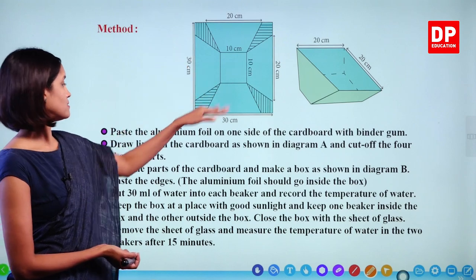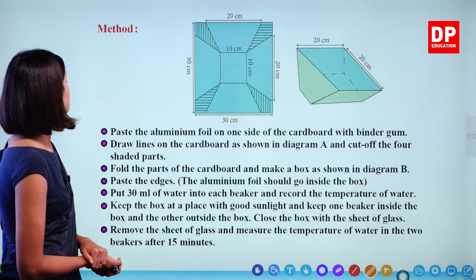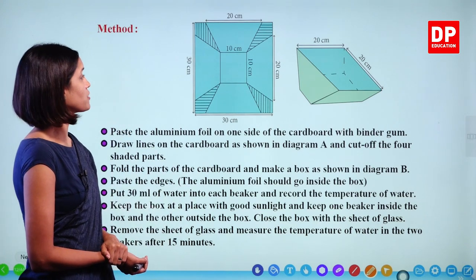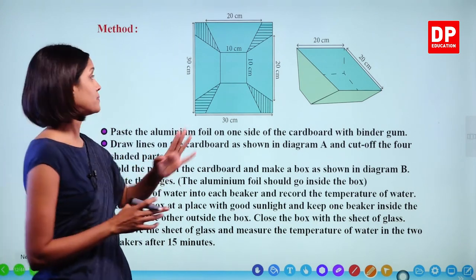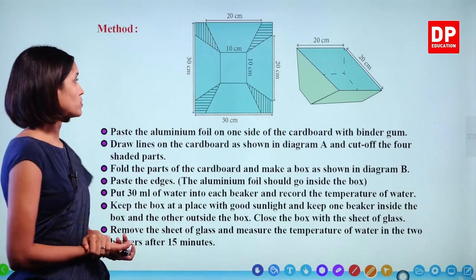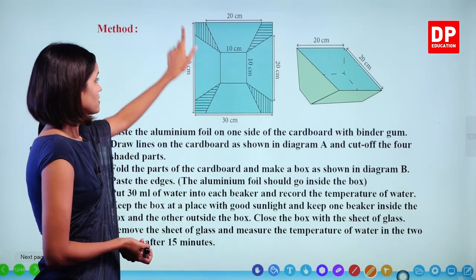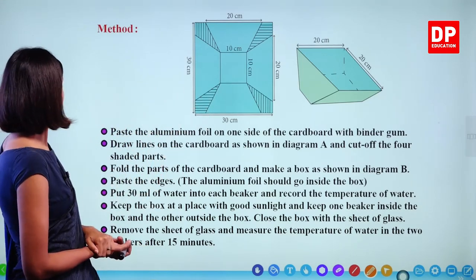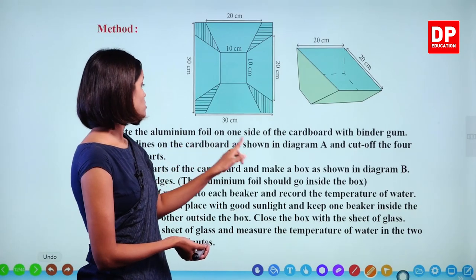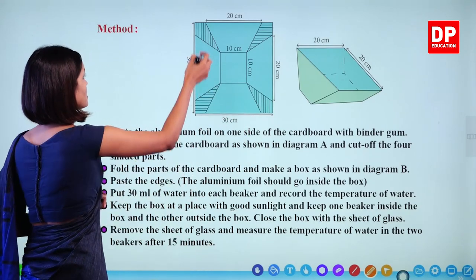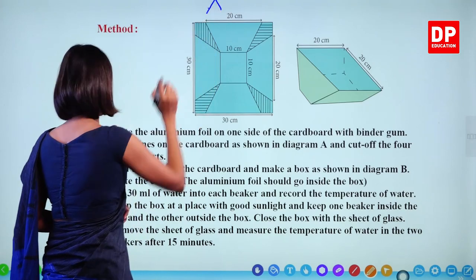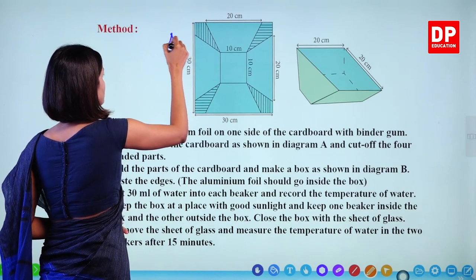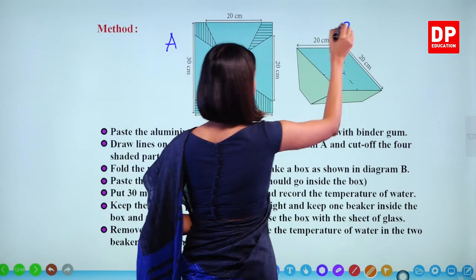Okay. Look at the method. It's given stepwise. Paste the aluminium foil on one side of the cardboard with binder gum. You have to paste the aluminium or the silver color paper on one side of the cardboard. Now, these are the dimensions given, length and width 30 each, but you can change the size if you want. Draw lines on the cardboard as shown in diagram A. This side I'm going to name as diagram A and this one diagram B.